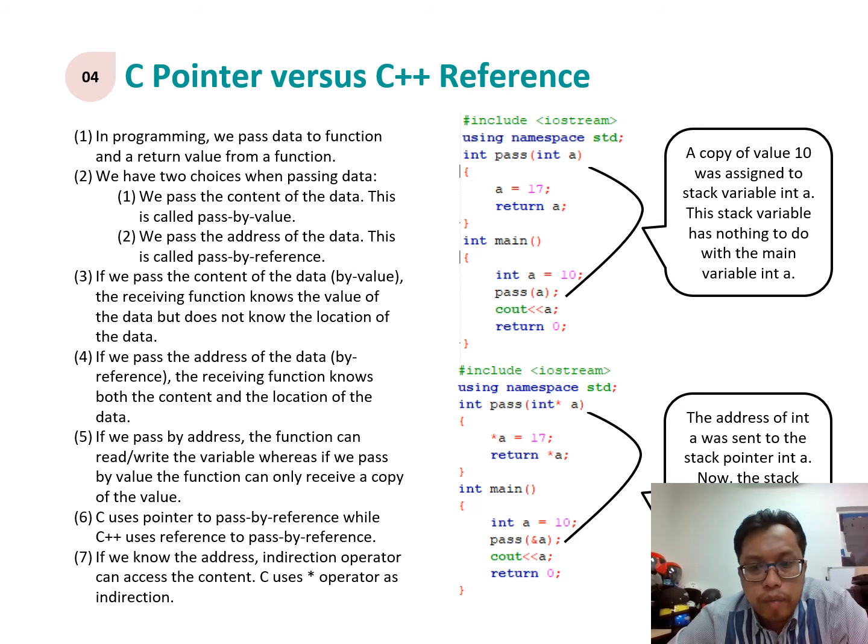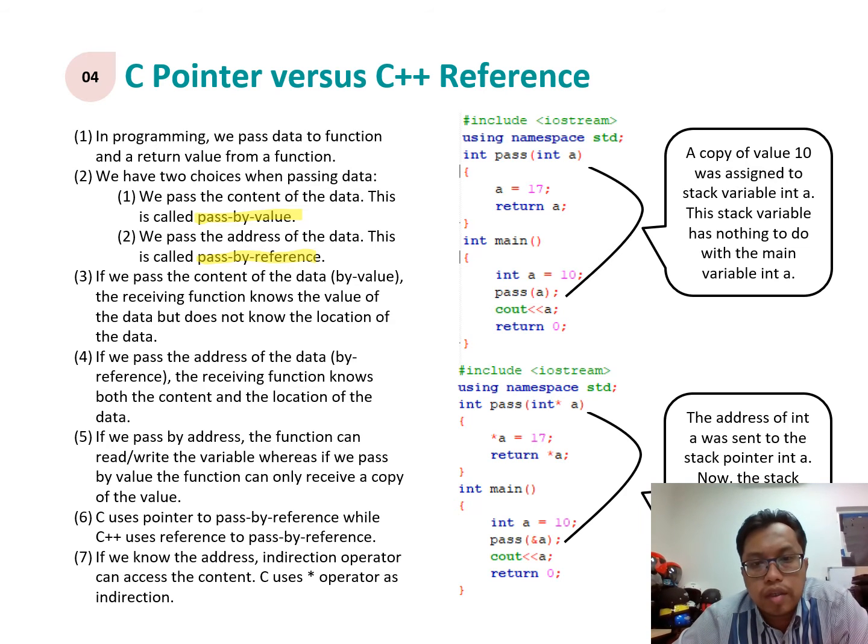In programming, when we want to pass data between functions, from main to another function, and then from this outside function back into main, which we call the return value, we can use two approaches basically. First is pass by value. The second one is pass by reference.